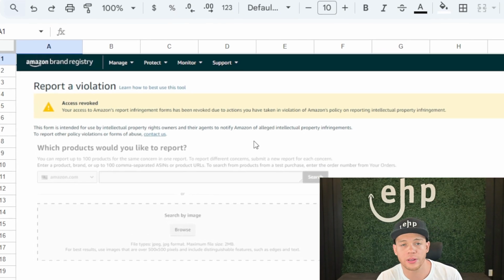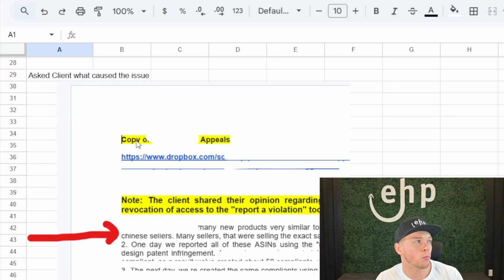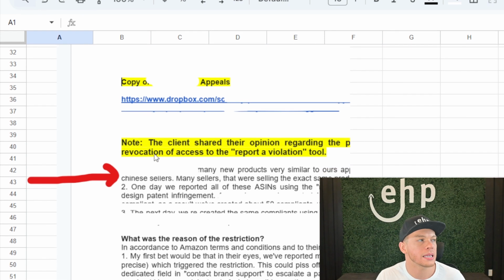They pretty much reported the same person too many times without escalation, right? And then what we did is we just contacted them and we asked them what caused it, right? So you need to figure out what caused the suspension, and we need to figure that out. So they pretty much made some guesses.